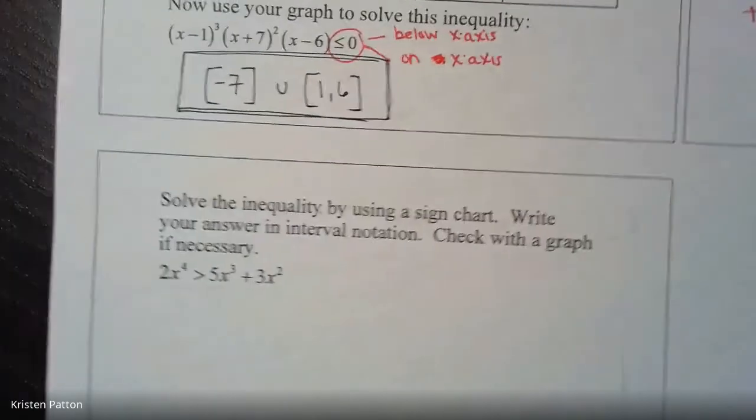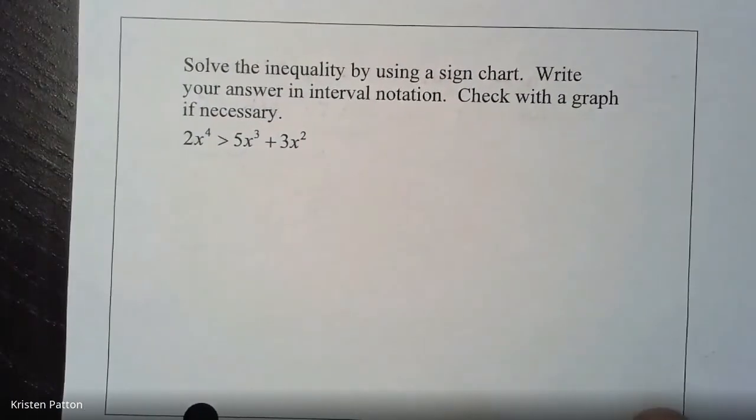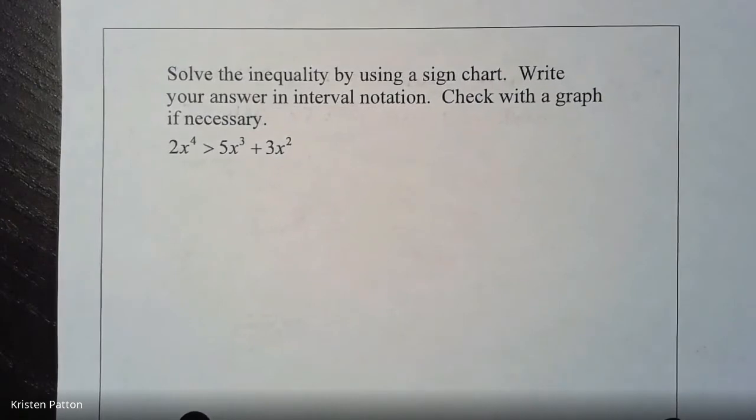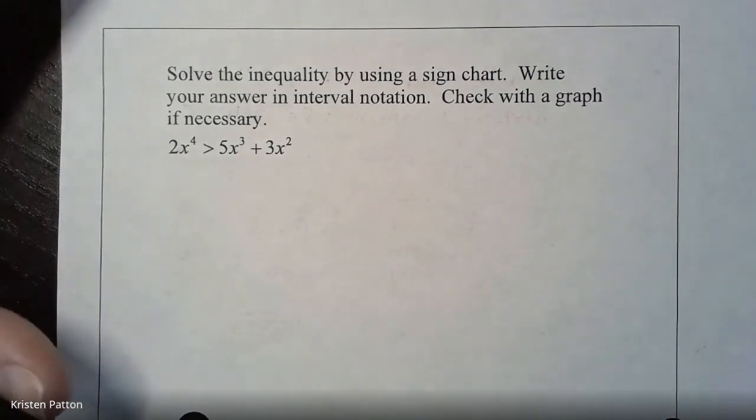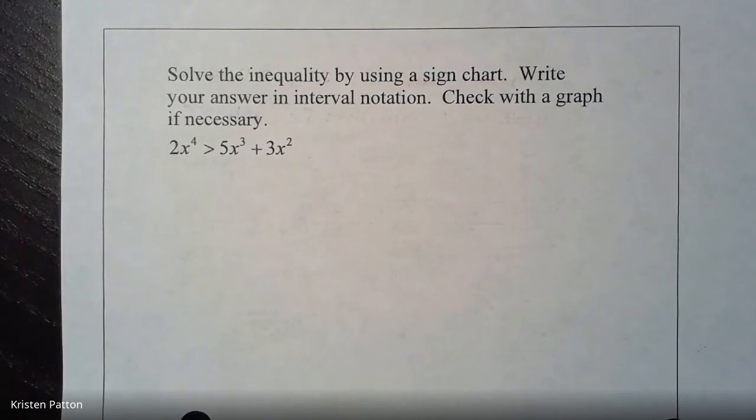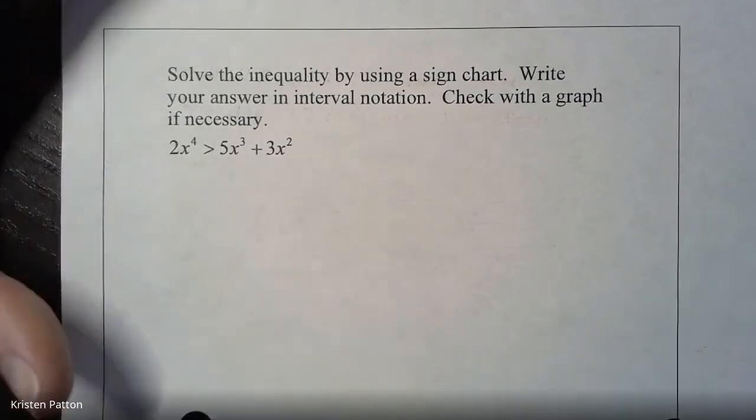Okay. One more, just so we can see another sign chart. It says solve the inequality. Write your answer in interval notation. Now, the big difference here is that it's not factored already for us, and it doesn't have a 0 on one side. Everything else we've done was less than 0, greater than 0, less than 0, greater than 0.